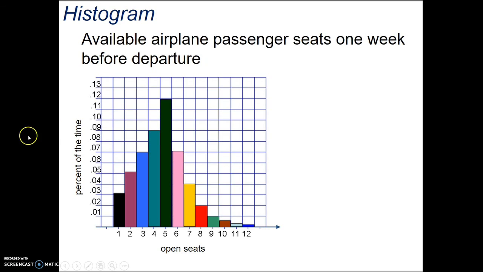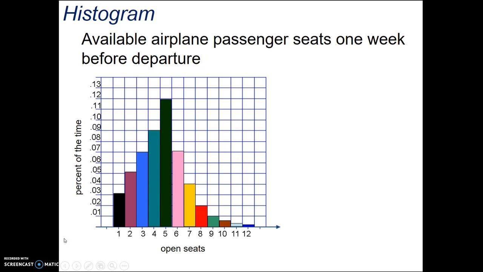So if my buddy wants to tag along with us, it looks like we've got a 0.03% chance of having 1 open seat there. If I have 12 people that want to jump in late and hang out with us, there's a really, really low possibility that that's going to happen. So it looks like the biggest frequency of open seats is going to be 5, so we're going close to 0.12% of the time.